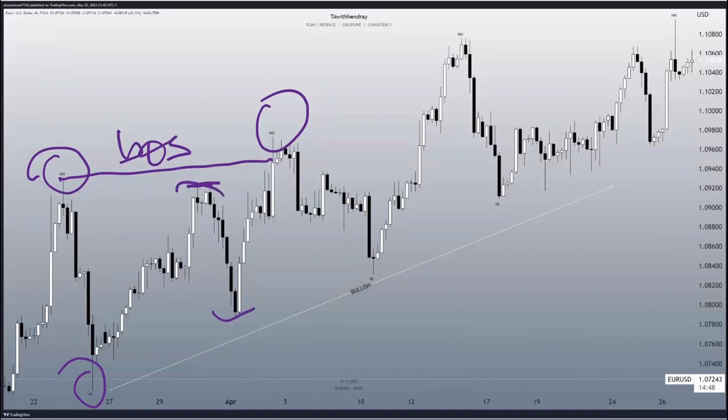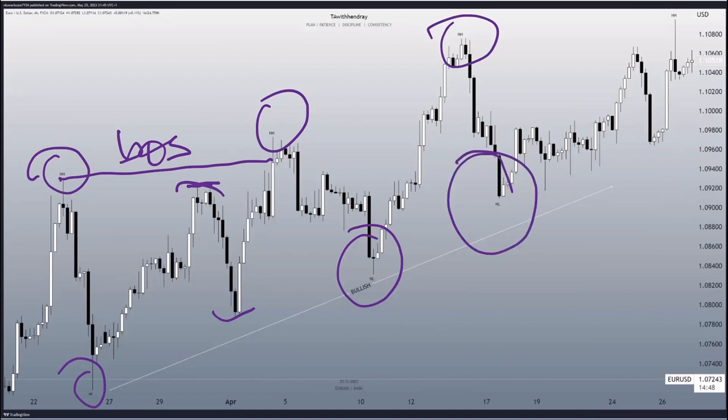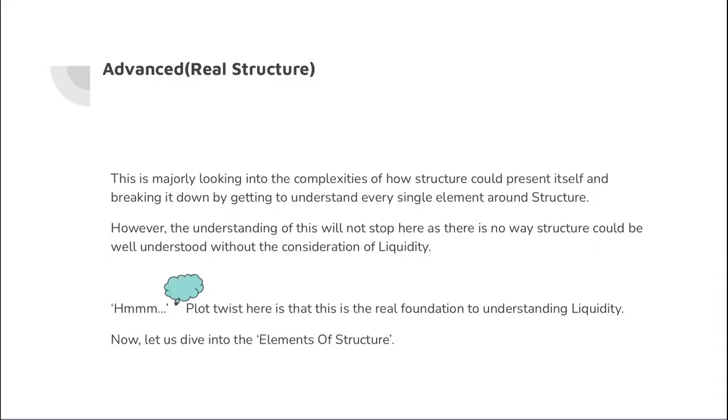Of course, I'm saying this because I know that you all are not new to this. You all are not new students. So a higher high, a higher low, a higher high, a higher low, and a higher high. This is basically the characteristic flow of what makes a bullish structure.